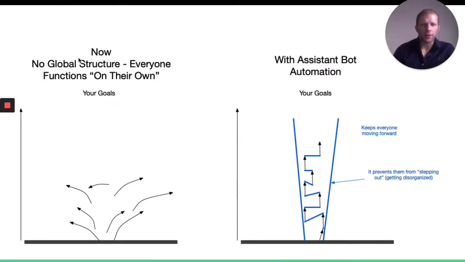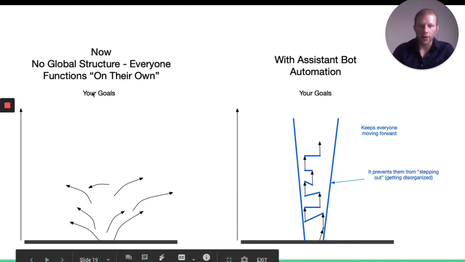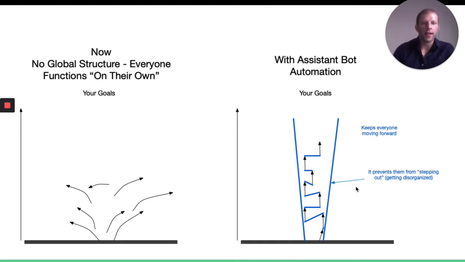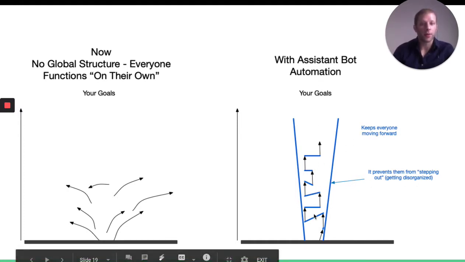Really, what it comes down to, this is particularly helpful if you have large groups of salespeople, because it's very hard to control, and micromanagement is not good, but you want to know that they're all going forward in the right direction, the right way, and it's very hard to do that when you have 50 or more agents, especially if you have 3, 4, 500 agents. What you're going to get is something where your goals in terms of the money you're trying to make are up here, but they're all going in their own directions. But with this assistant bot, it keeps everyone moving forward, and it prevents them from stepping out and getting disorganized.